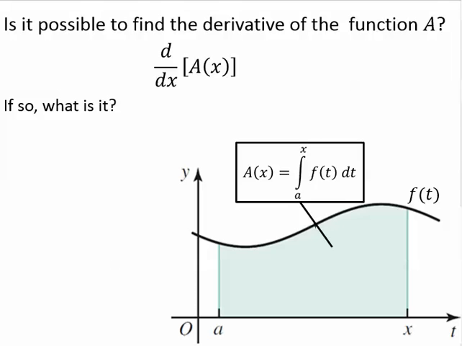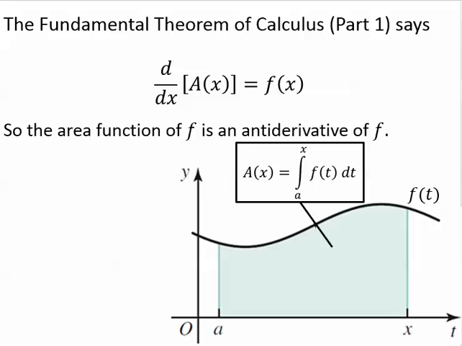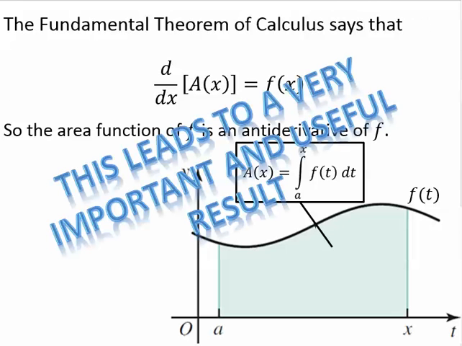Is it possible to find the derivative of the function A? If so, what is it? The fundamental theorem of calculus part 1 says that the derivative of A is equal to f. So the area function of f is an antiderivative of f. This leads to a very important and useful result. So this next slide I give you is very important.